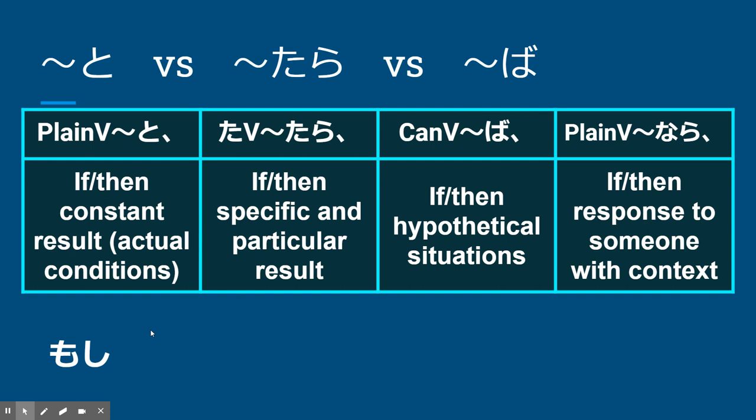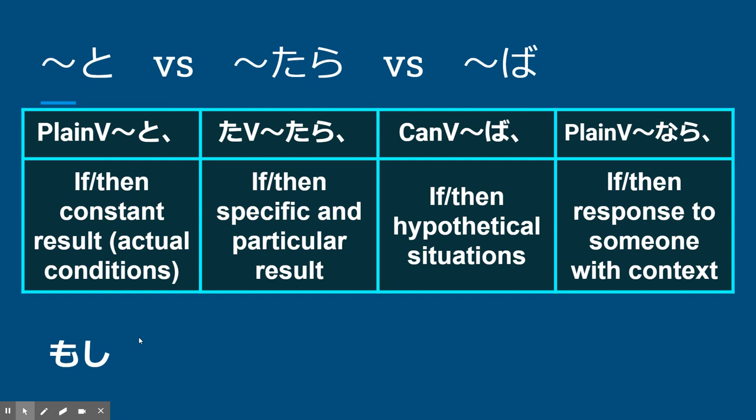So, and then finally, nara. Nara goes in the same kind of line as ba, because nara sometimes gets used with ba, but it's plain form with nara. It's used as an if-then response to someone with context. And you would usually only use it when someone has said something. So, for example, if sensei no tomodachi was saying, oh, ashita party ni iku yo, like he's gonna go to the party, then I'd be like, oh, kare ga iku nara watashi mo party ni ikimasu. If he's gonna go, then I will go. So in this case, the nara is used not in a hypothetical situation, but it's in response to someone else with some context to it.